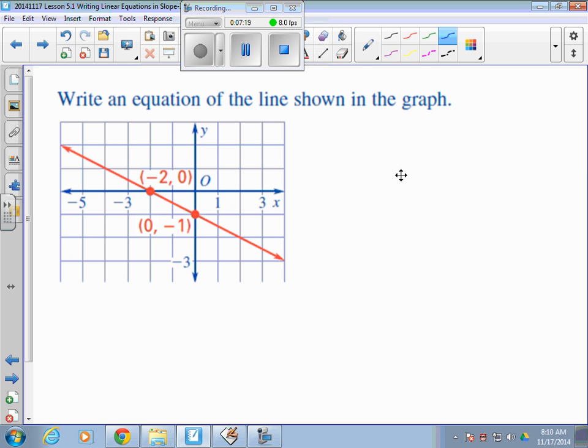Okay, take about 1 minute to do this one. Find your m, find your b, and write your equation.